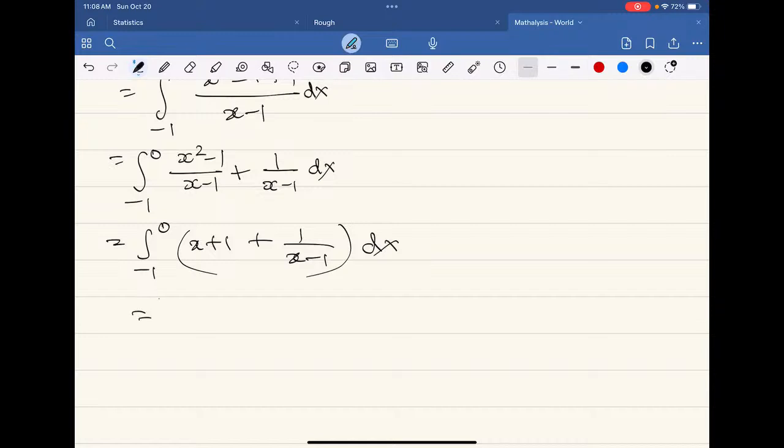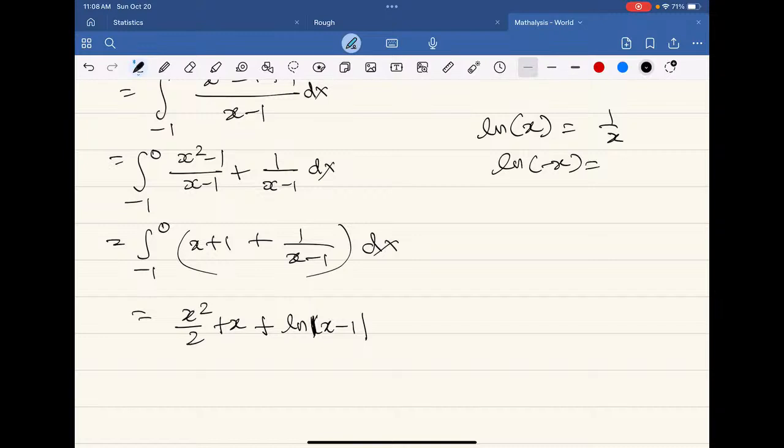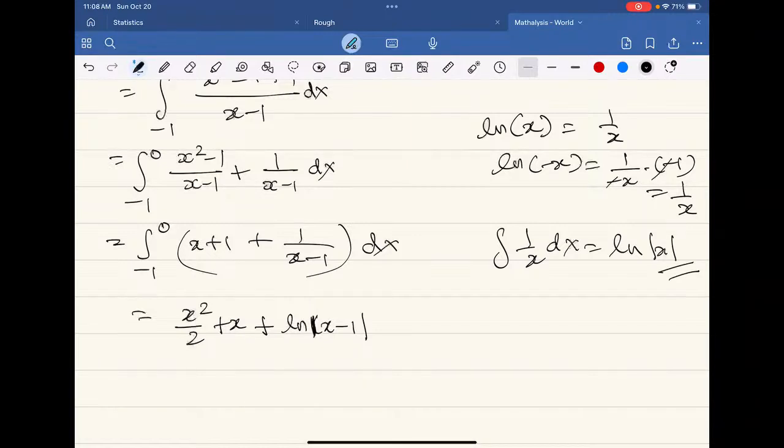Now what you can do after this is integrate it: x square by 2 plus x plus ln of x minus 1. Notice that in ln, the modulus will be there, because the derivative of ln x is 1 by x, and the derivative of ln of minus x is 1 by minus x times minus 1, which will again be 1 by x. So the integral of 1 by x will be ln of modulus of x. I guess you know that, right? ln of modulus of x minus 1, and this is from minus 1 to 0.